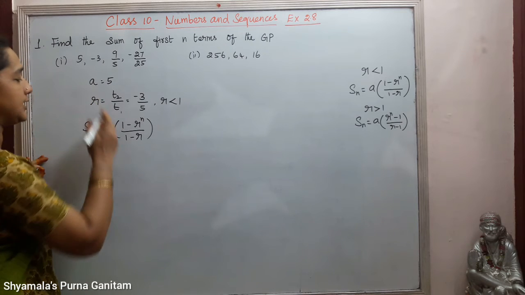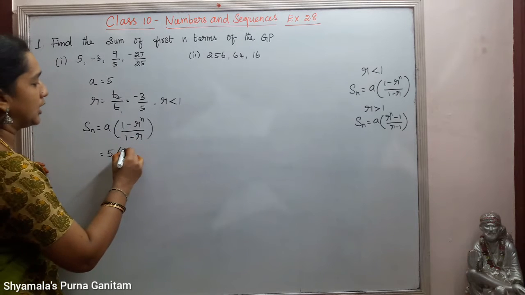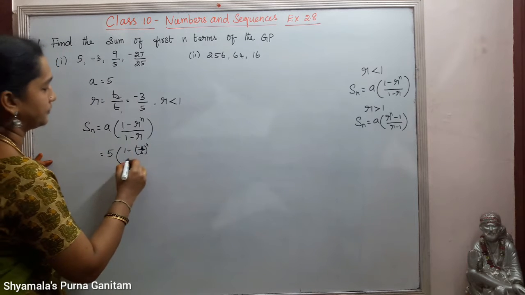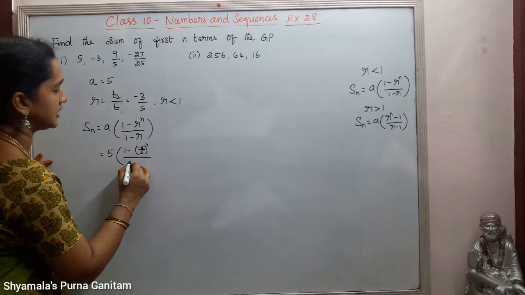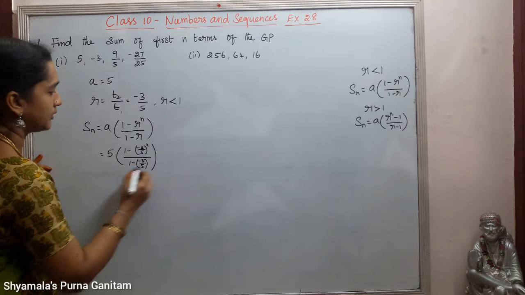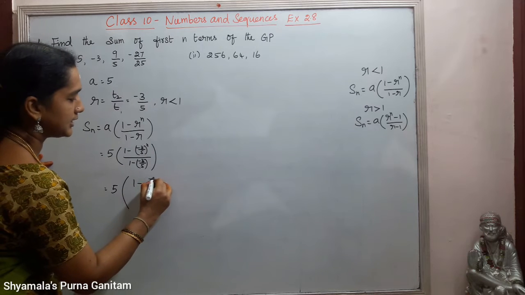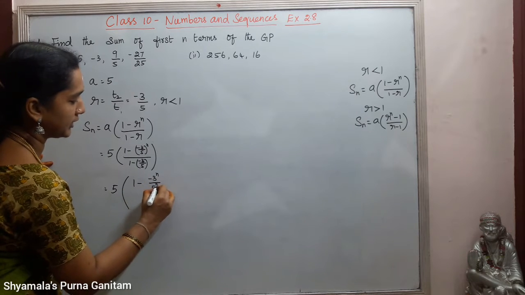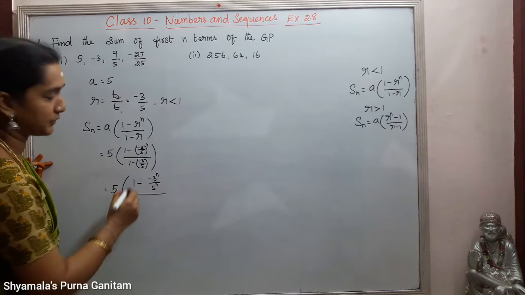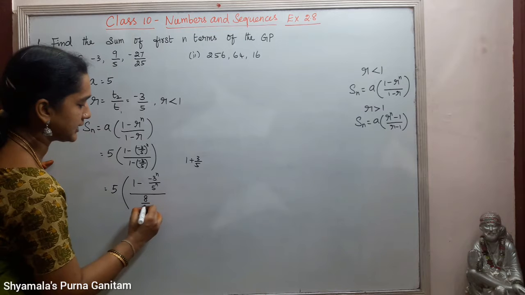So this is equal to a, the first term, 5, into 1 minus r power n. So 1 minus the ratio, minus 3 by 5, whole power n, by 1 minus r, that is 1 minus of minus 3 by 5. Okay, so we will simplify this. So 5 into (1 minus 3 power n by 5 power n) divided by, when we simplify this, we will get 1 plus 3 by 5. So the denominator will be 8 by 5.